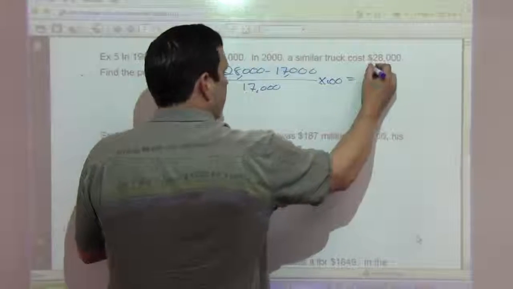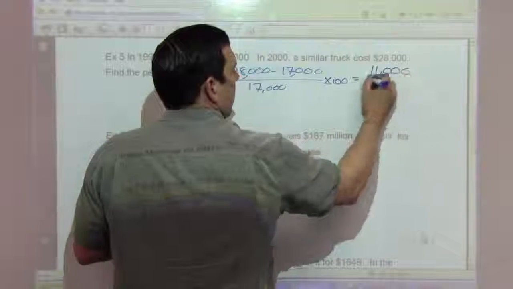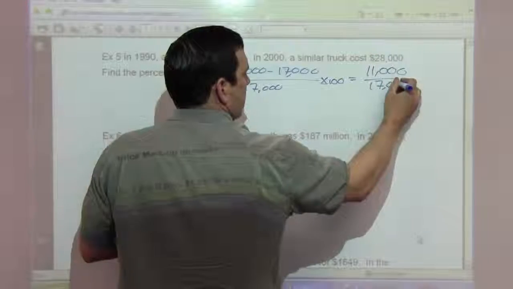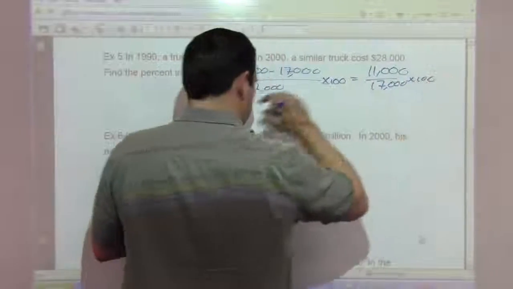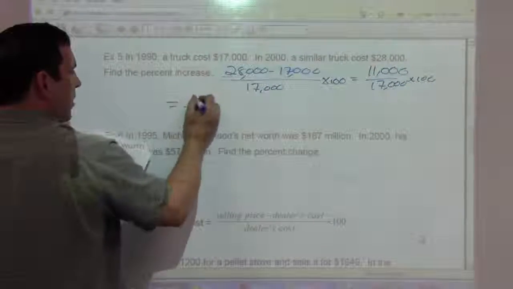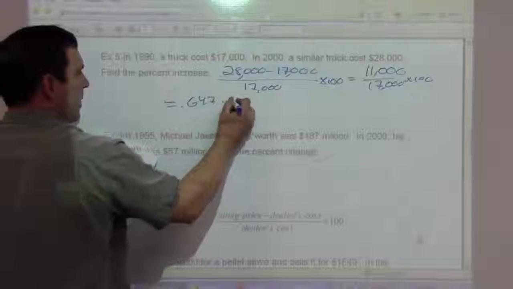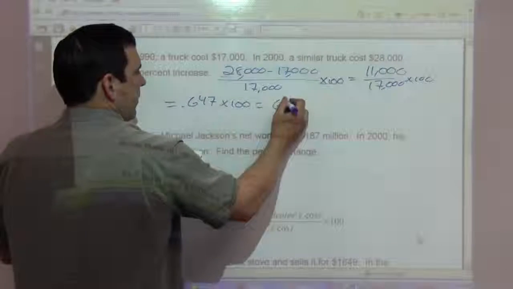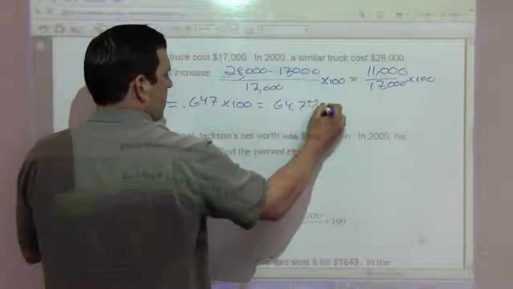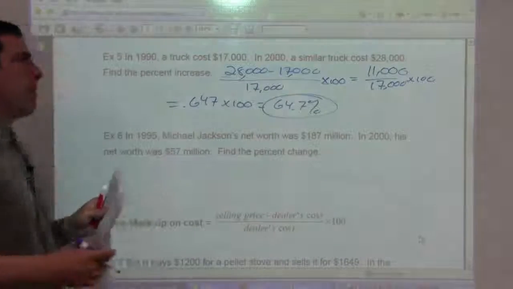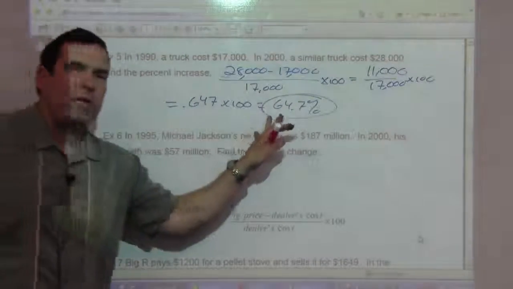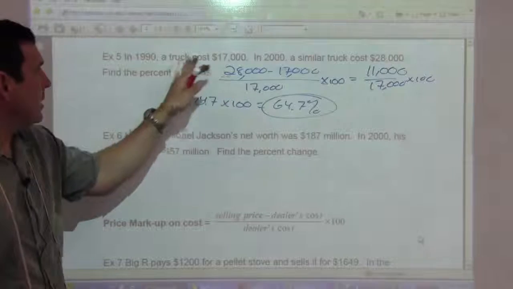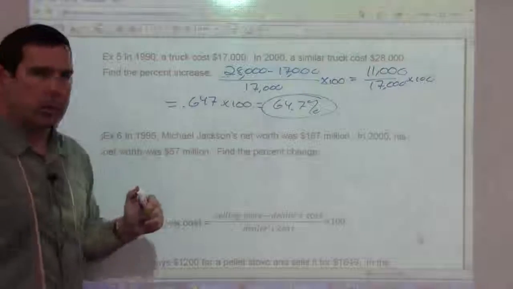So that's going to be 11,000 over 17,000 times 100. That's 0.647 times 100, or 64.7%. That's a 64.7% increase in a 10-year period in the price of a truck.